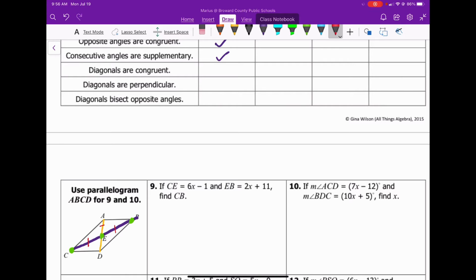A to E is congruent to E to D, okay? Because it was cut in half by the purple line. So the purple line and the yellow line, which are diagonals, cut each other in half. All right.